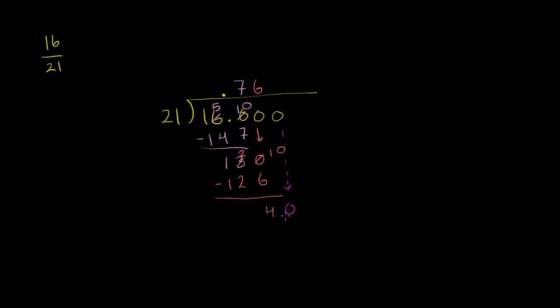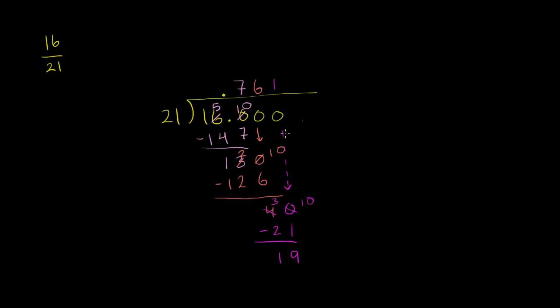21 goes into 40. Well, almost 2 times, but not quite, so only 1 time. 1 times 21 is 21. And now let's subtract. This is a 10. This becomes a 3. 10 minus 1 is 9. 3 minus 2 is 1. And we're going to have to get this digit because we want to round to the nearest thousandth. So if this is 5 or over, we're going to round up. If this is less than 5, we're going to round down.